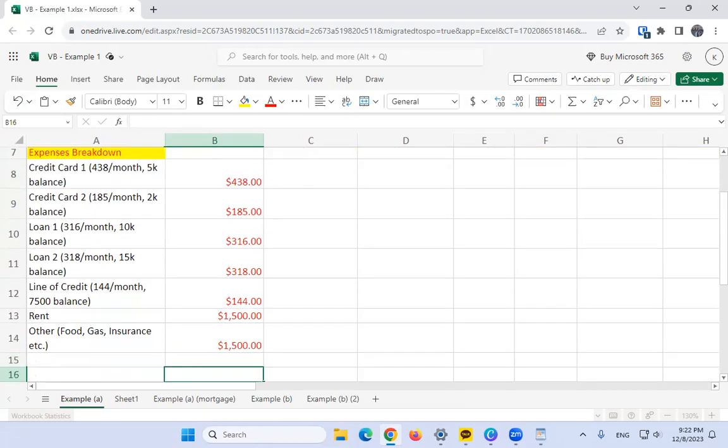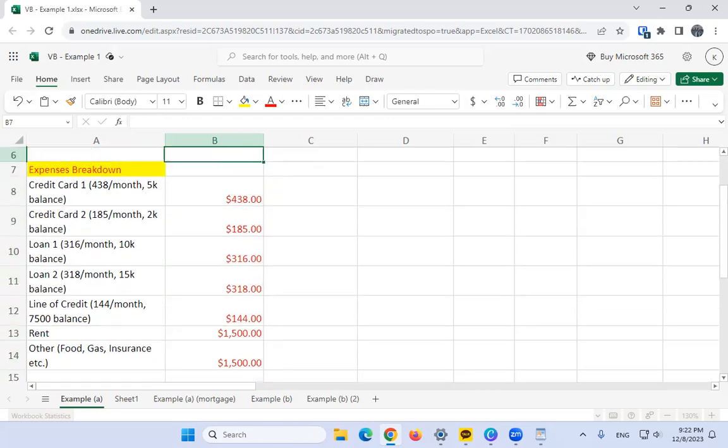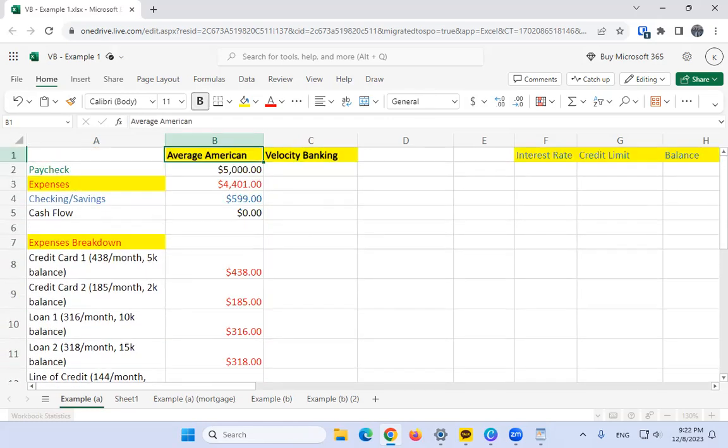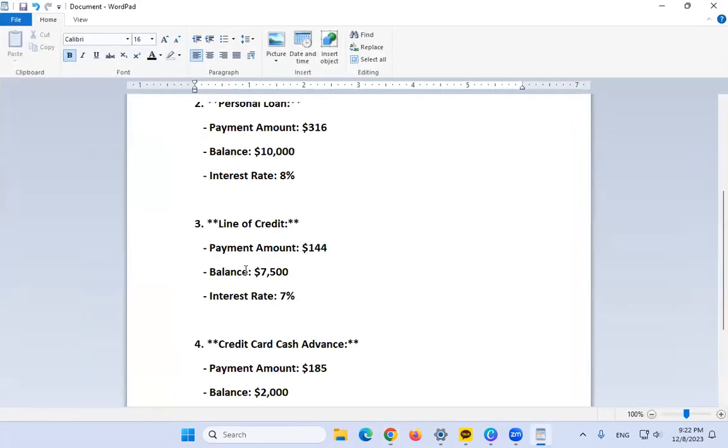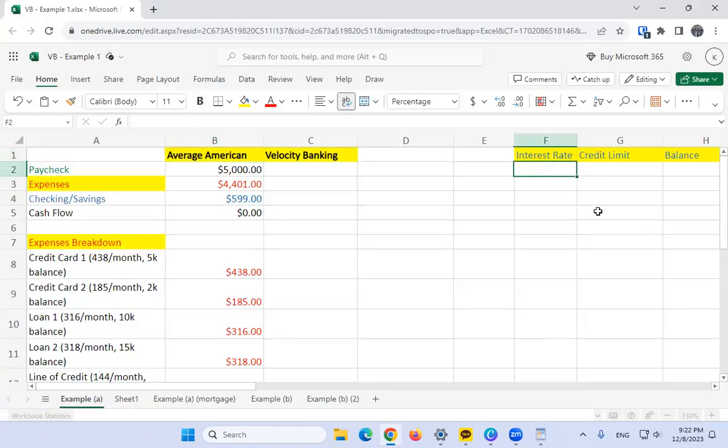Okay, so now we have all this debt. Now we're going to do the Velocity Banking version of this. And what do we put as the interest rate? Let me just see here as a line of credit. 7%. That's really good. That's less than my HELOC. I don't even know if that's possible. But again, I didn't make it up. It's ChatGPT, so we'll just use ChatGPT's numbers. Should we come up with a more realistic number? Or maybe this is like a super good HELOC. I don't know, but we'll just use 7%.